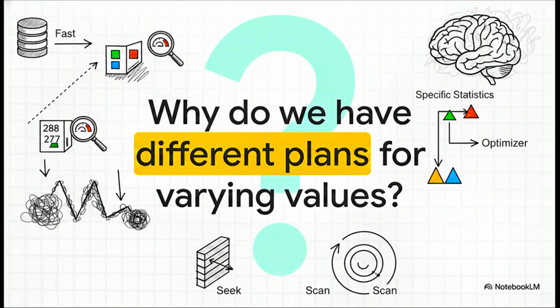So why on earth does this happen? Well, it's because when you hard-code a constant value into a WHERE clause, the optimizer looks at the exact statistics for that specific number and treats them as two completely unique queries.